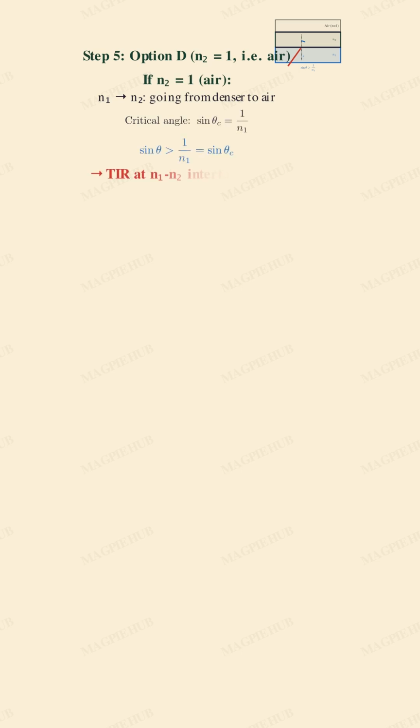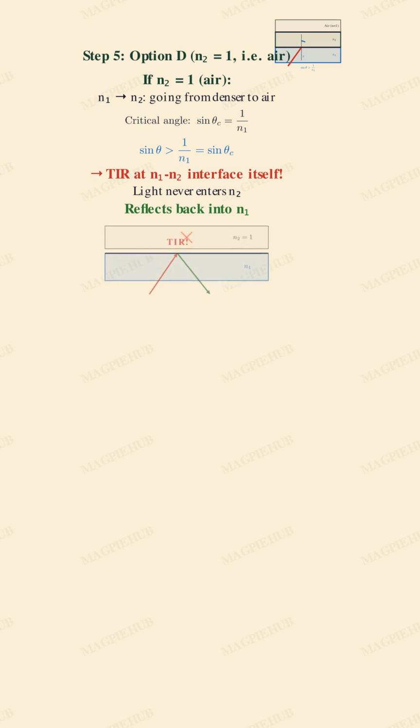Step 5, option D, where N2 equals 1, meaning the second medium is air. At the N1 to N2 interface, the critical angle has sin theta C equal to 1 over N1. But sin theta is greater than 1 over N1, so theta exceeds the critical angle. Total internal reflection occurs right at the first interface. The light never enters the second medium. It is reflected back into N1 directly. Option D is correct. The correct answers are options B, C, and D.